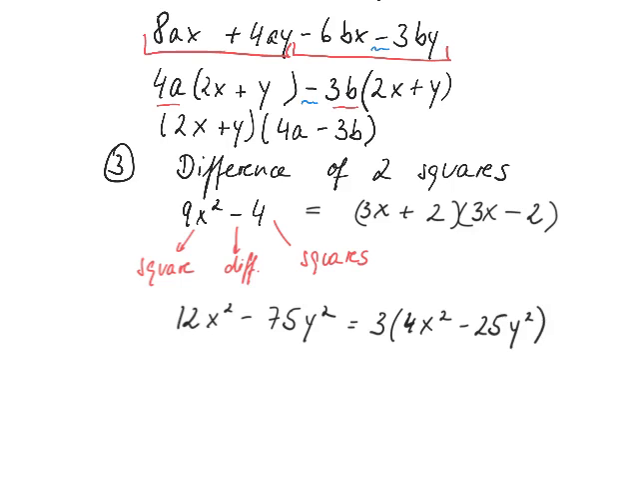So now I can see, after I've taken out the 3, I have the difference of two squares. So now I'll just carry the 3 with me, and now I have my two brackets. I have a plus, I have a minus. So I take the root of 4x squared, which is 2x. I write that here and I write that here. I take the root of 25y squared, which is 5y. I write that here and I write that here, and I am done.